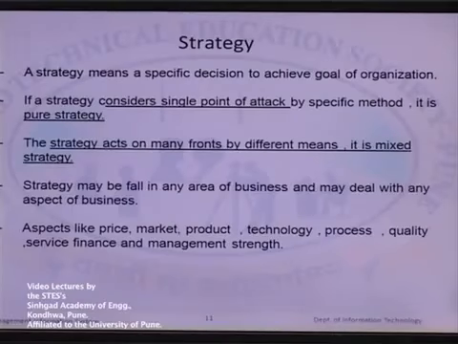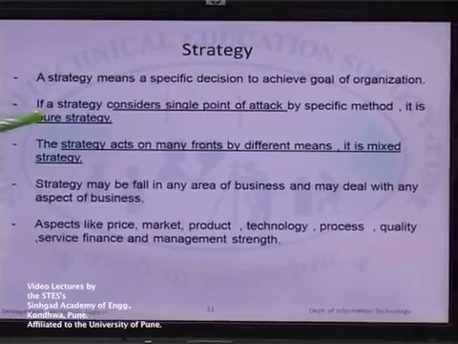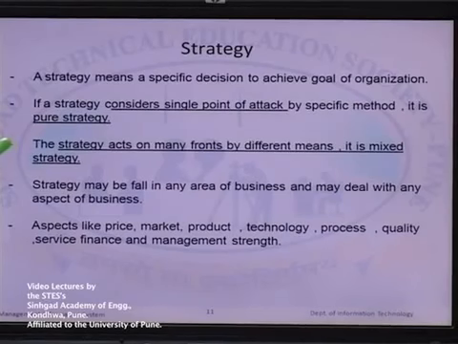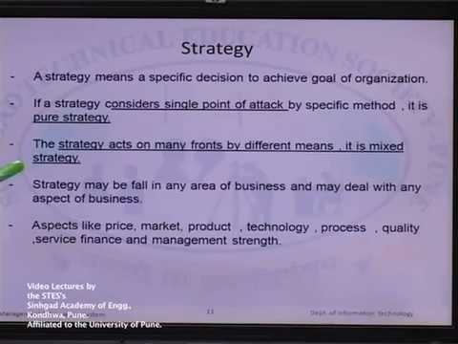Next one, strategy. What is meant by strategy? Strategy means a specific decision to achieve a goal of the organization. If a strategy considers a single point of attack by a specific method, it is a pure strategy. And the second type is a strategy that acts on many fronts by different means. It is a mixed strategy. So there are two types of strategy: either a pure one or a mixed strategy.